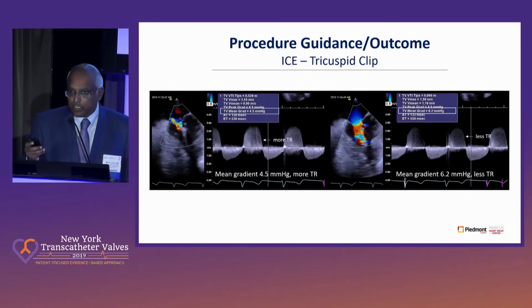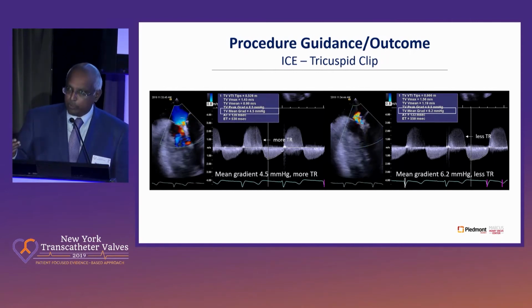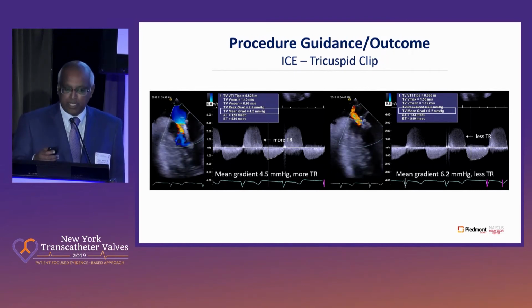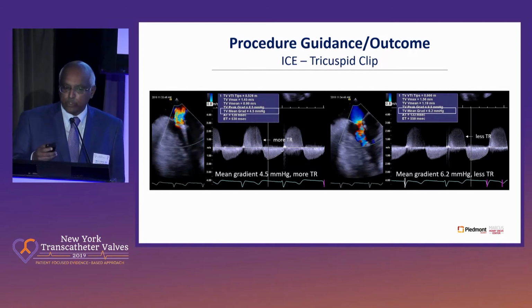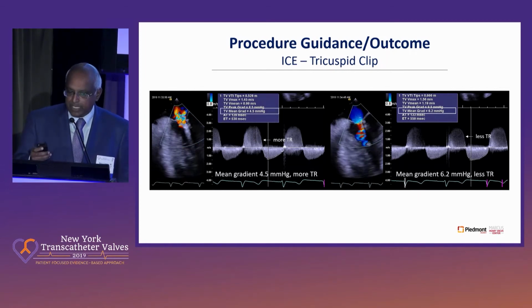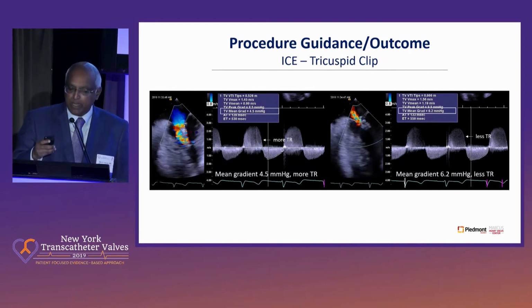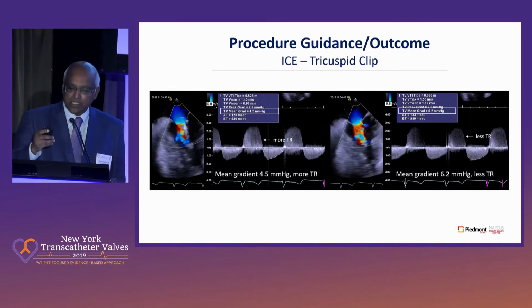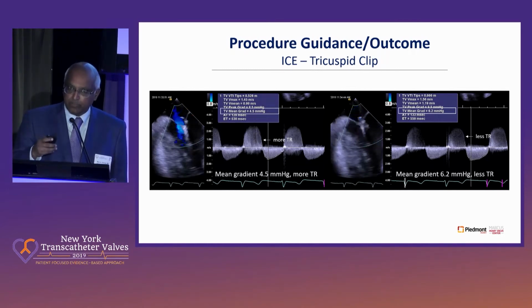Not only is it critical for that reason, as you tighten the clip, you can do real-time hemodynamics, both on the mitral side and on the tricuspid side. On the left side here, you can see the clip is partially tightened, and you can see the mean gradient across the tricuspid valve is 4.5. And look at the spectral Doppler of the tricuspid regurgitation on the upside of the baseline. It is still as bright as the forward flow, meaning there is still significant TR.